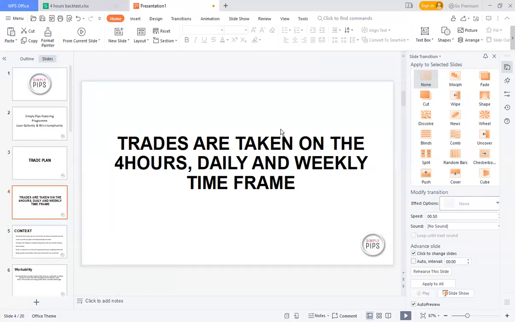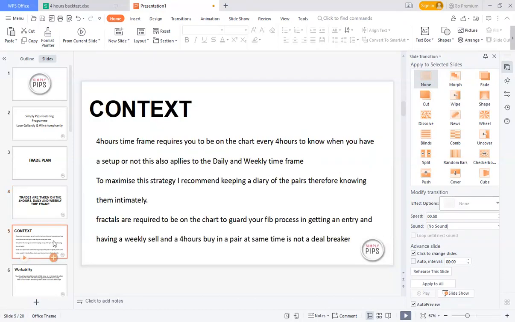So I'll proceed. The trades are taken on the 4 hours time frame, the daily, and the weekly time frame. The trades are taken in the same pattern, the same rules for all time frames, right? So you just need to be able to come on the 4 hours time frame every 4 hours, come on the daily time frame at the end of every day, and come on the weekly time frame at the end of every week.